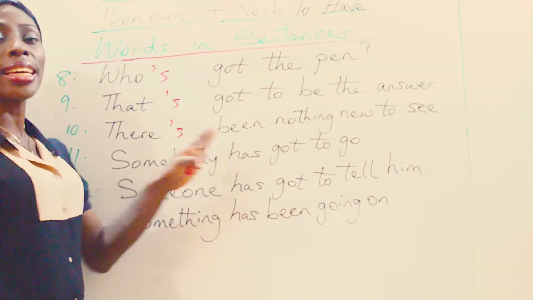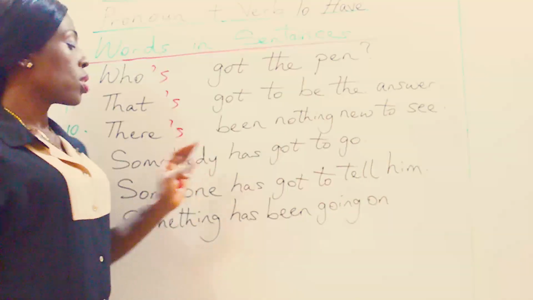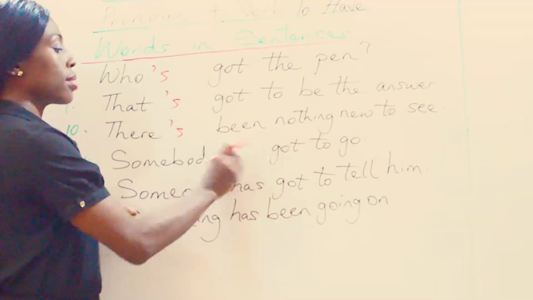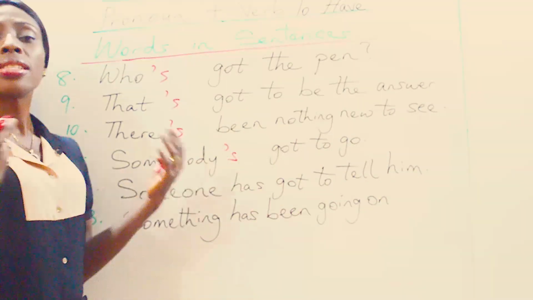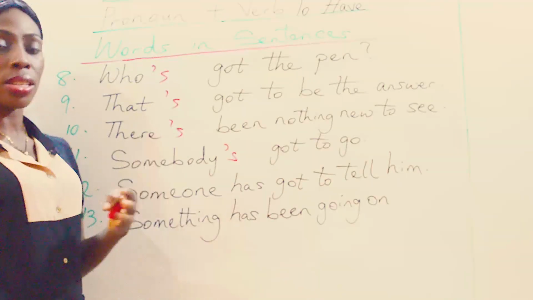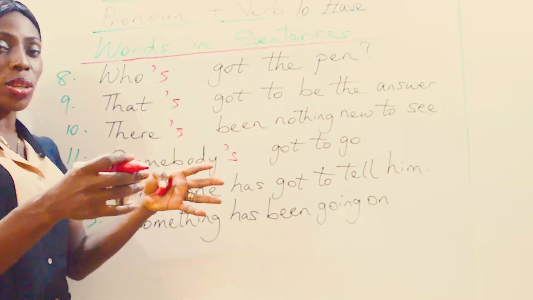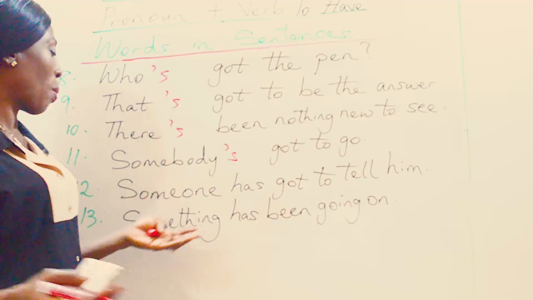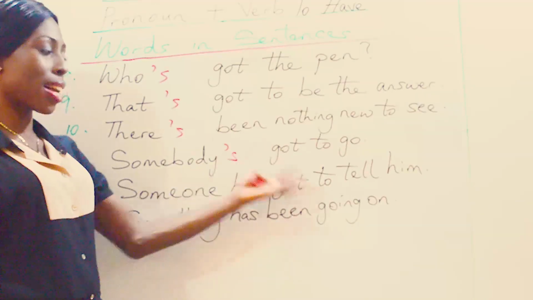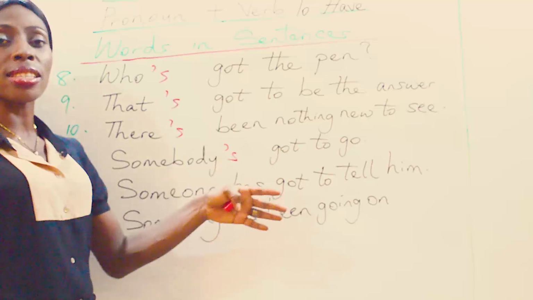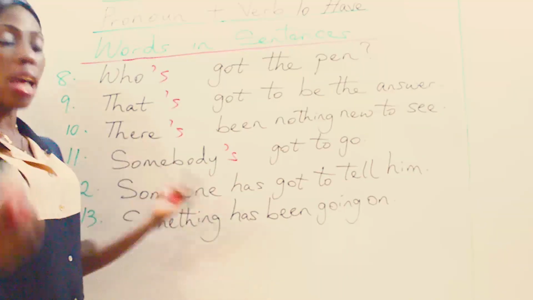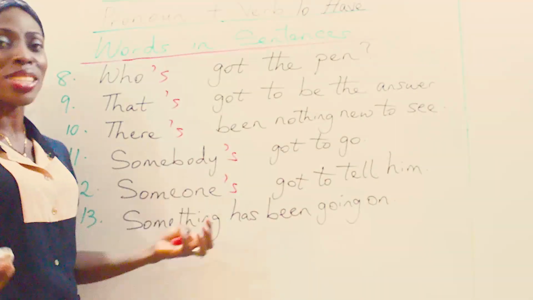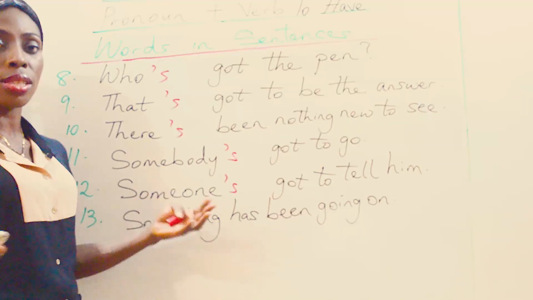Next we have "Somebody has got to go." Somebody has becomes somebody's. So we say "Somebody's got to go." Not "somebody is got to go," but "somebody has got to go." Okay, we have "Someone has got to tell him." Someone has becomes someone's. "Someone's got to tell him. Someone's got to say it." Okay?